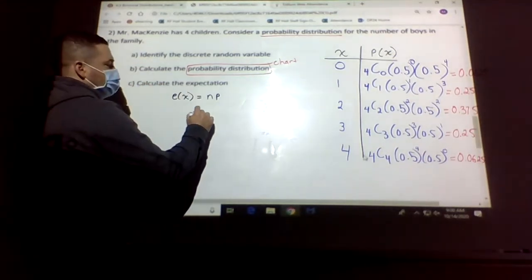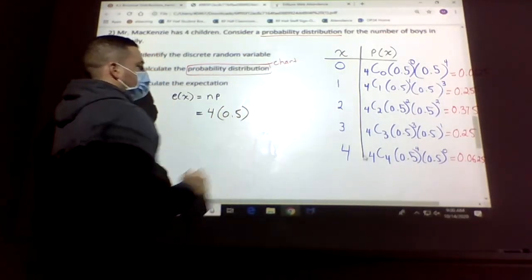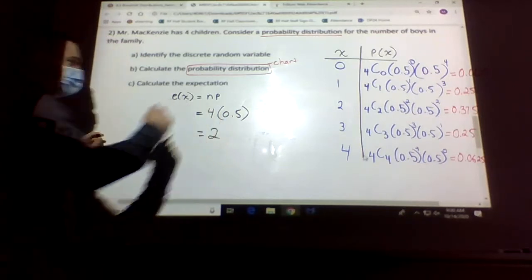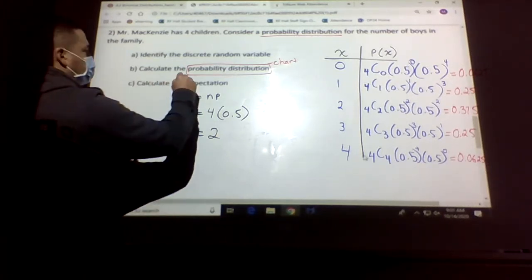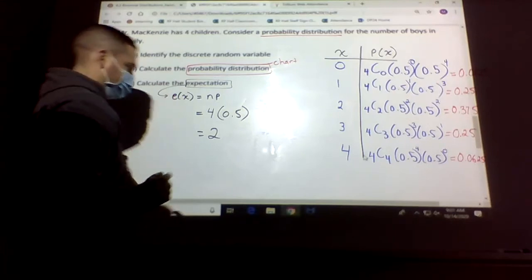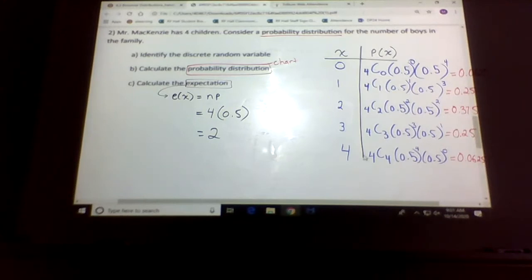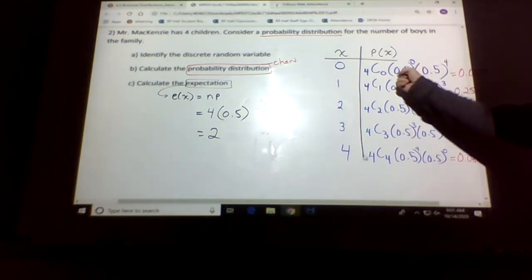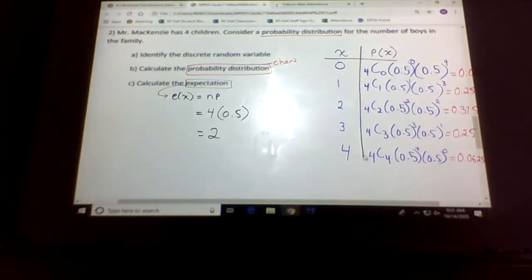Okay, so n is the number of trials, which is 4. Our probability is a half. So 4 times a half is 2. So the keyword there, expectation. Wait, where did you get 0.5? Just that's the same p as up here. Same p. Oh, yeah. So whatever this p is here, or just the probability of having a male.